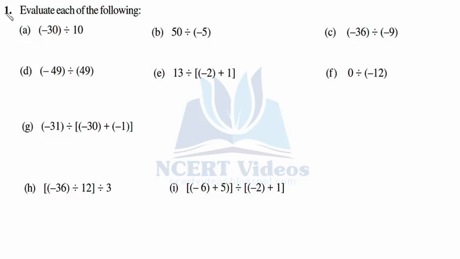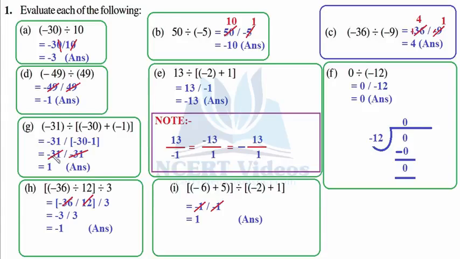Question 1. Evaluate each of the following. So these are the questions which we have to evaluate, that is, we have to simplify them and find the final answer. A part is minus 30 divided by 10. This division can also be written as minus 30 as it is, divided by 10. 0 zeros get cancelled out, and you're left with minus 3. Therefore it is your answer.